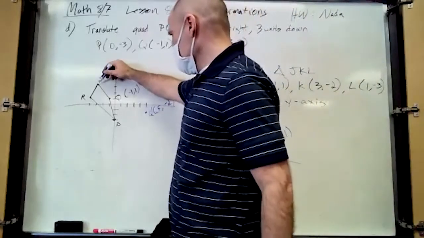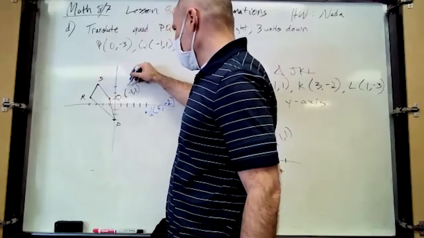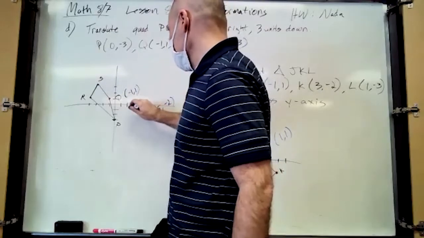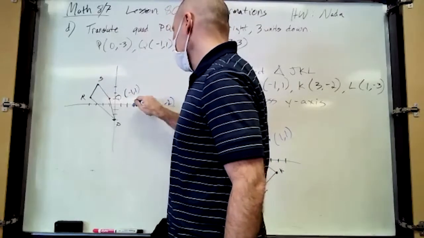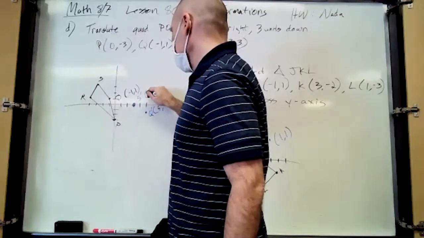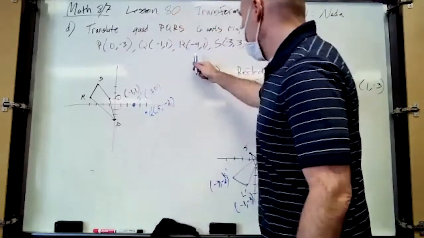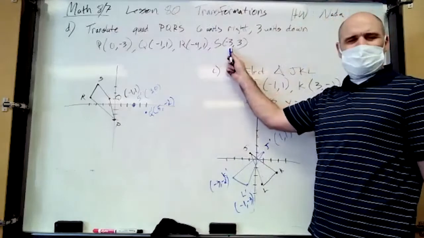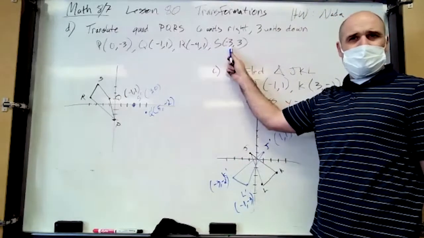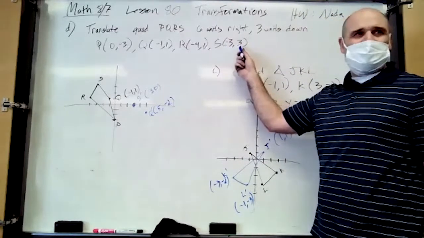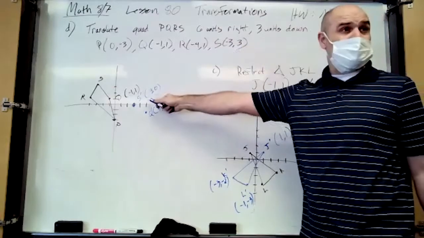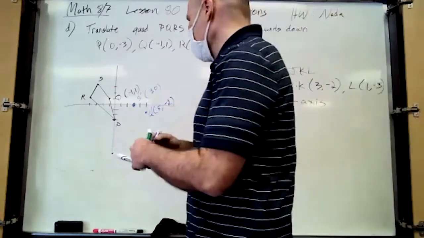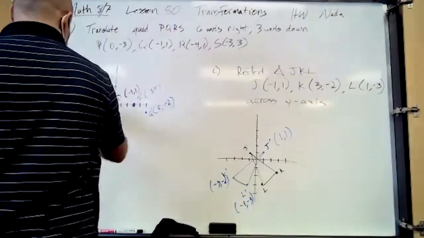Let's see. 1, 2, 3, 4, 5, 6, and then 3 down is going to be right there. So there's S prime, which is at 3, 0. Let's do the math. If you add 6 to -3, you get 3. If you subtract 3 from 3, you get 0. 3, 0. Boom.